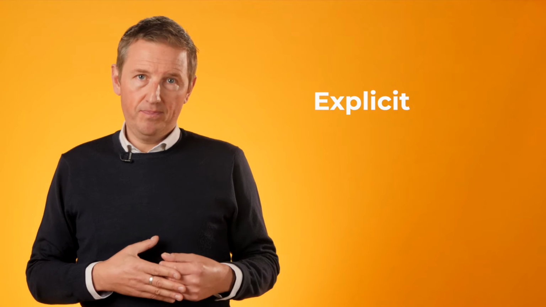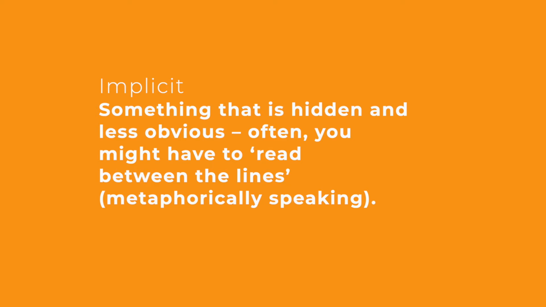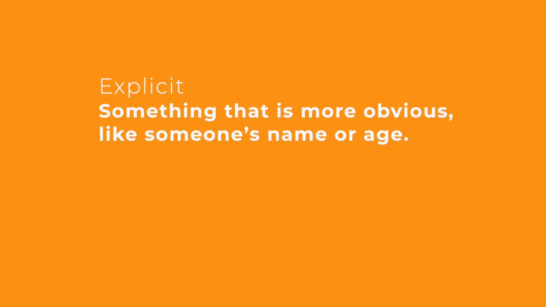Some information is implicit, other times it might be explicit. And just to check that you're okay with these terms, if it's implicit, it's something that's hidden, maybe less obvious. Often, you might have to read between the lines, metaphorically speaking. If it's explicit, it's something that's more obvious, more clear, like someone's name or age.